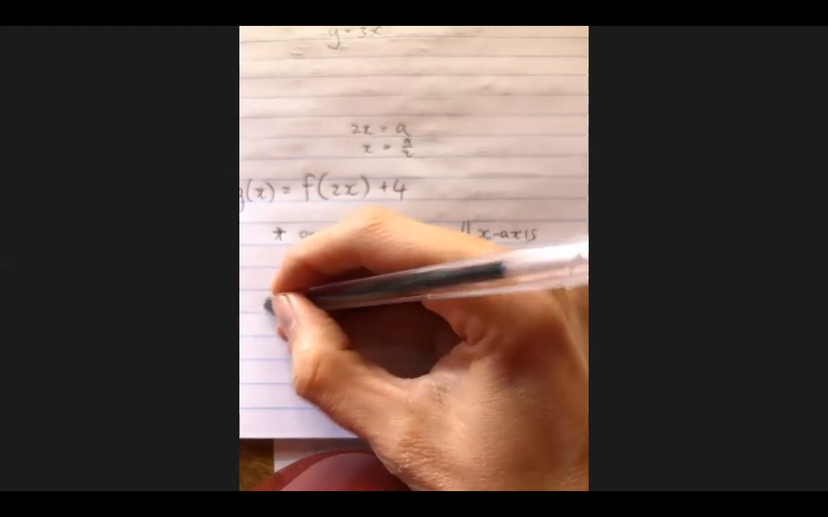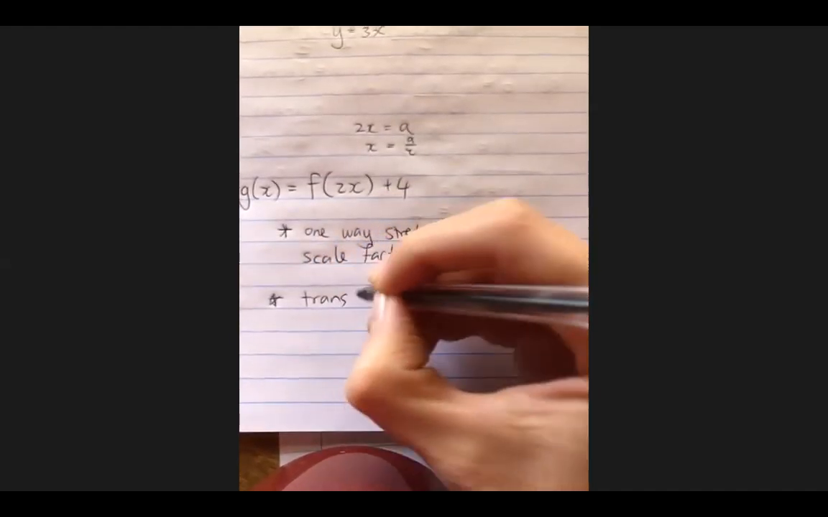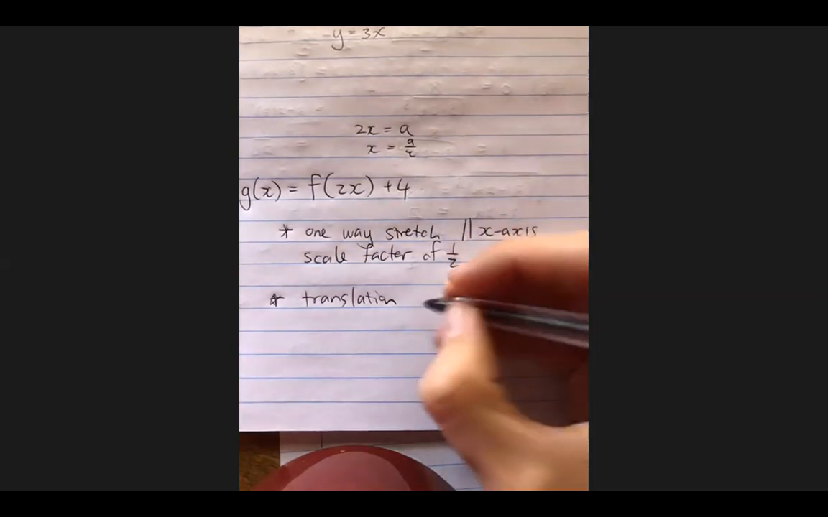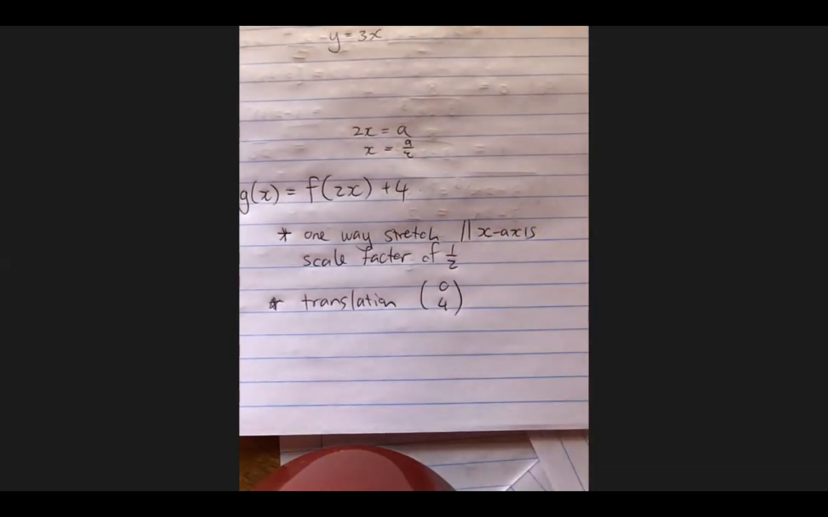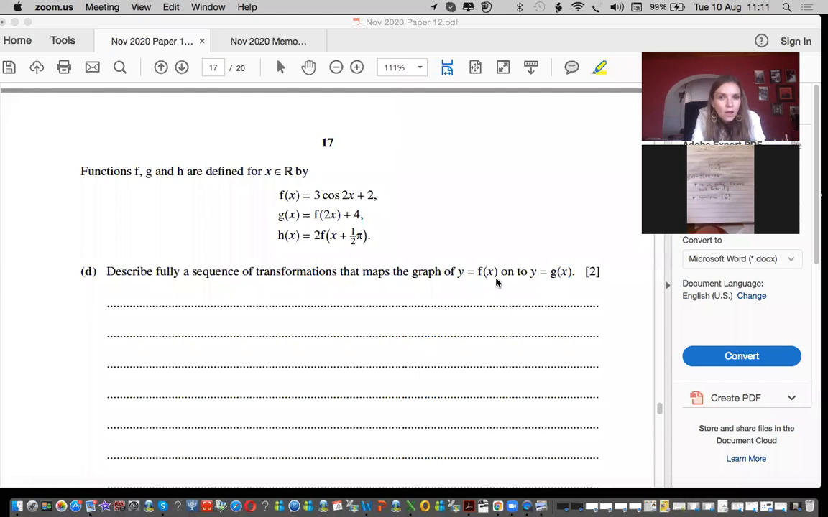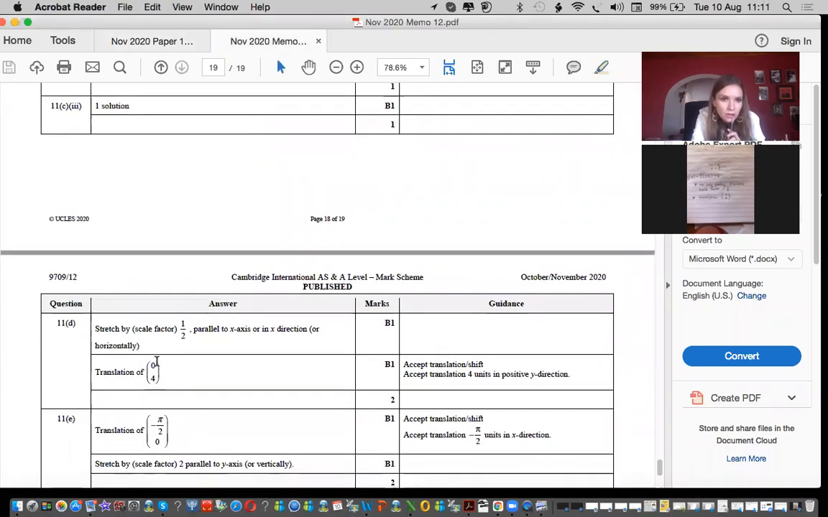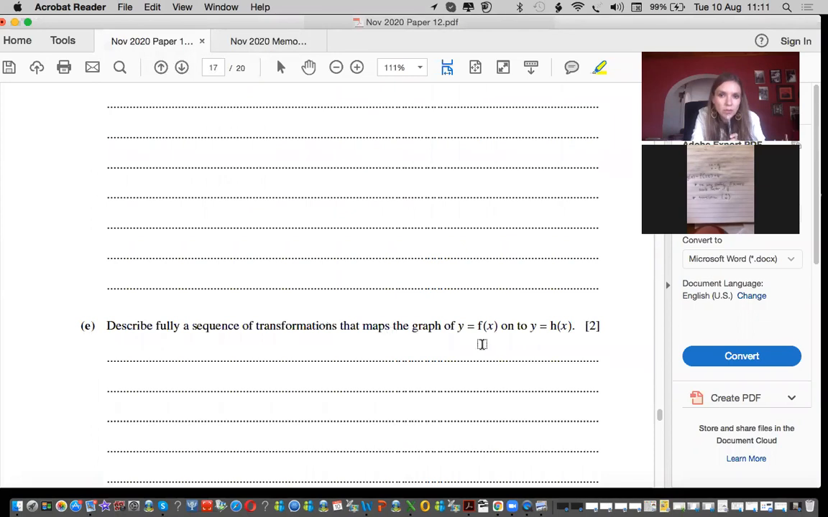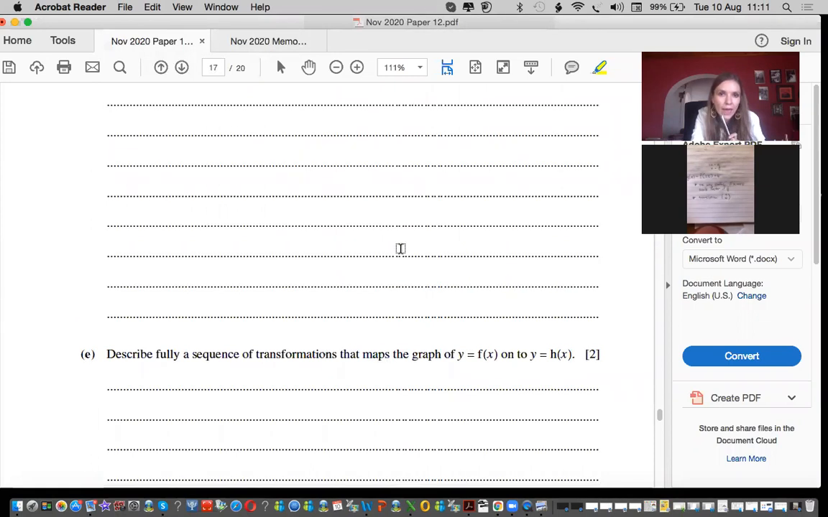So this is called a translation. You can either say 4 units up, or you can just say through this vector, 0, 4. Promise you, it's just studying. It's really just studying this theory chapter. Let me just see how they give the mark allocations there. Scale factor, half, parallel x-axis, yeah, 0 and 4. Excellent.